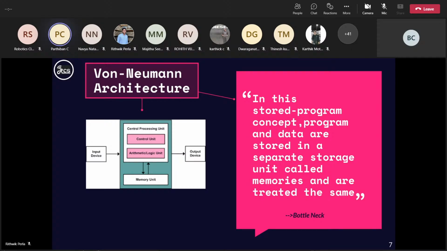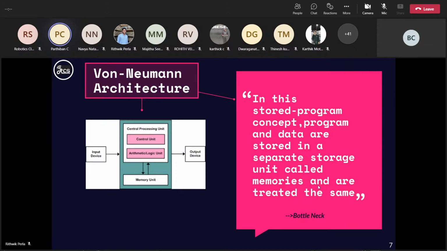Von Neumann architecture. Before going into this, does anyone know about fixed program computer and a stored program computer? Any idea? Anyone? Okay, I'm giving you the answer.